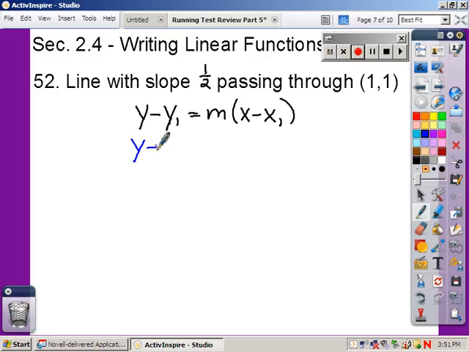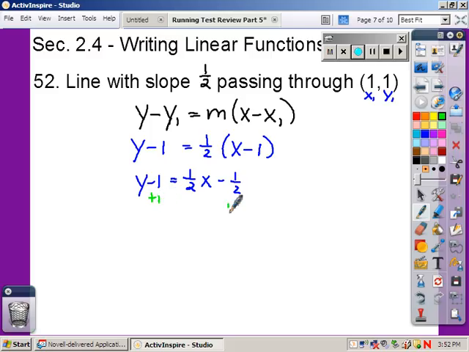So we put y1 is right here. So that y1 is 1. The m is the slope, so 1/2. And x1 is also 1. All right, now we need to do a little simplifying. We'll keep this side the same for a moment, and we'll distribute over here. So 1/2 x, and half of negative 1 is negative 1/2. And now, the last step I want to do is add 1 to both sides, so that y will be by itself.